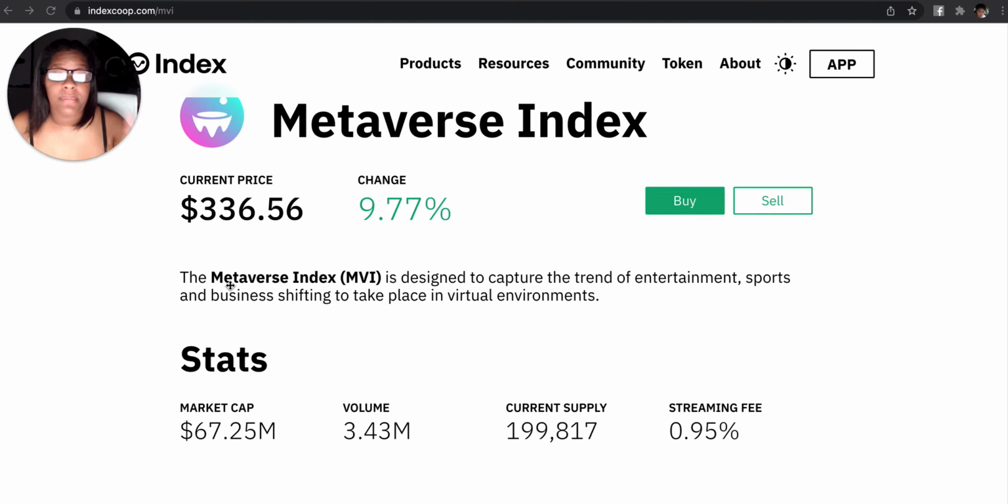But let's talk about what the Metaverse Index does. It's designed to capture the current trend of entertainment, sports, and business shifting to take place in virtual environments. Virtual environments meaning it's not a physical location. It's going to be in a virtual land, like Oculus or through glasses. I think their glasses are going to be created by Ray-Ban, so that's something you guys can look into too. I think they're going to be creators of what he's using and designing for the virtual environment.